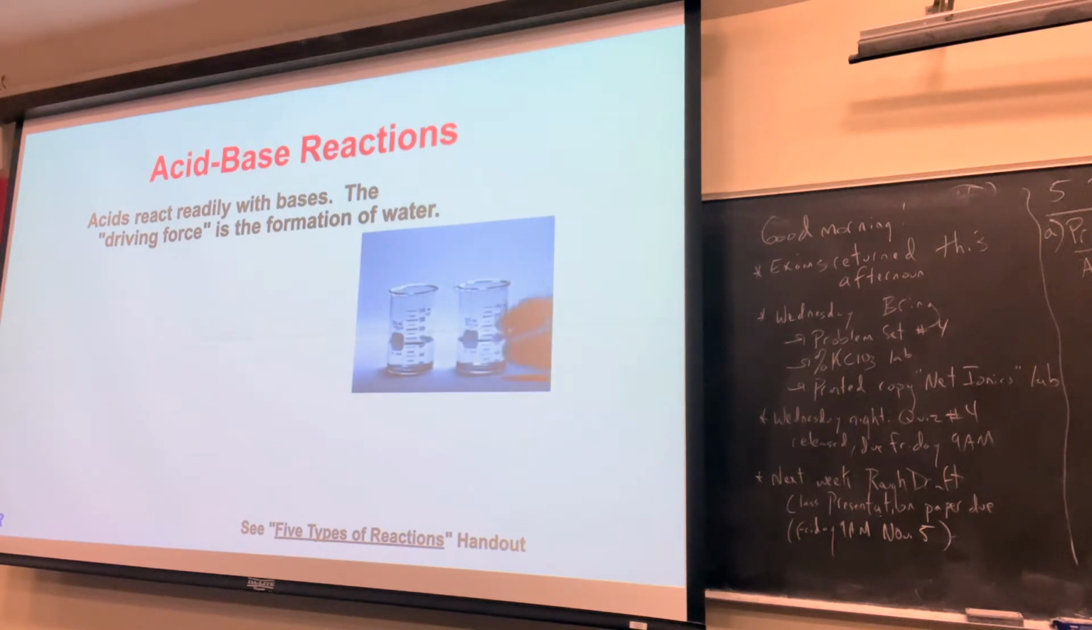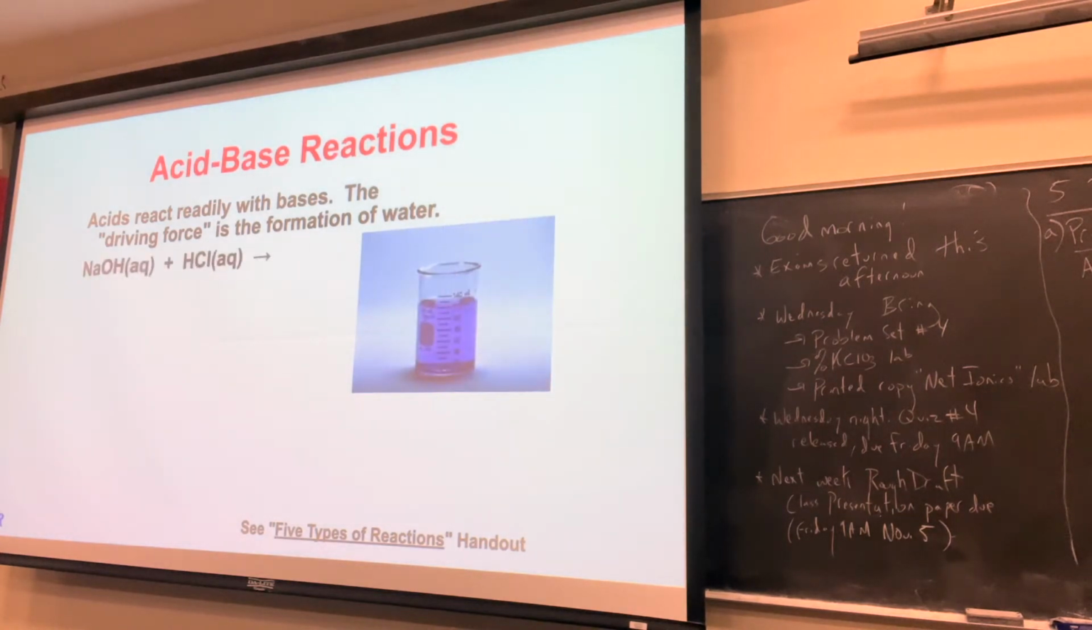Reaction of hydrochloric acid and sodium hydroxide is an acid-base reaction. A color-changing indicator allows us to see that a reaction occurred. This is the classic acid-base reaction. Sodium hydroxide, most common base. Hydrochloric acid, probably the most common acid. And when they combine, they end up making sodium chloride and water.